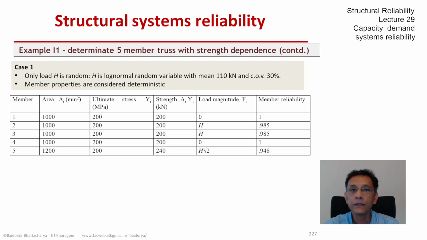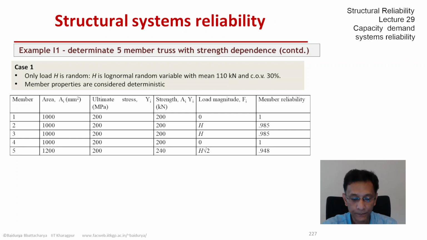In member 1, there is no force. That is a consequence of the kind of loading on the structure. In member 4, there is also no load, so those 2 members have full reliability. There is no possibility of failure. And for the other 3 members, members 2, 3, and 5, the member reliabilities are, as you see on the right column, 0.985, 0.985, and 0.948.